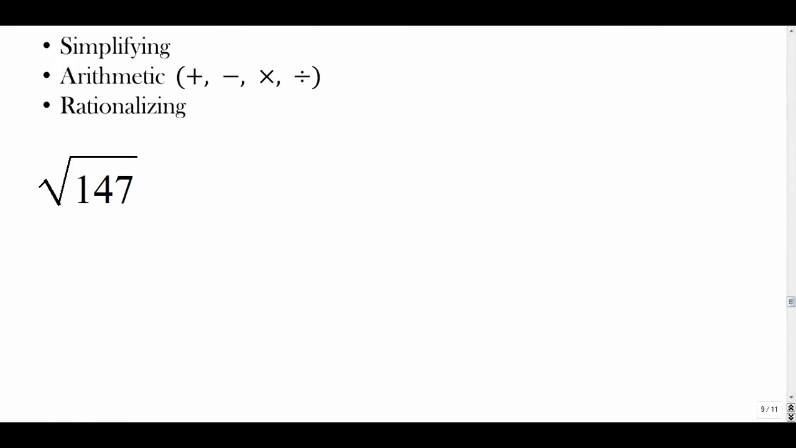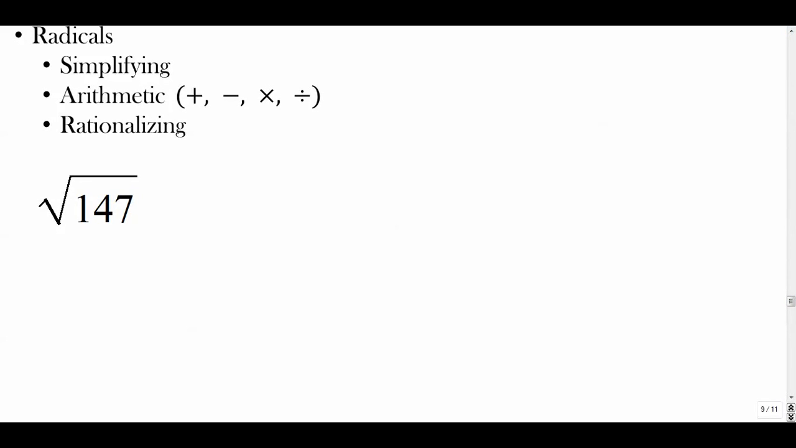Alright, let's get into our radicals, or our square roots. In this class we're going to be working with radicals when we get to some polygon stuff and when we get to some special right triangles and stuff like that. So it's important to know how to do this stuff. We'll start with simplifying. So write this down, the square root of 147.